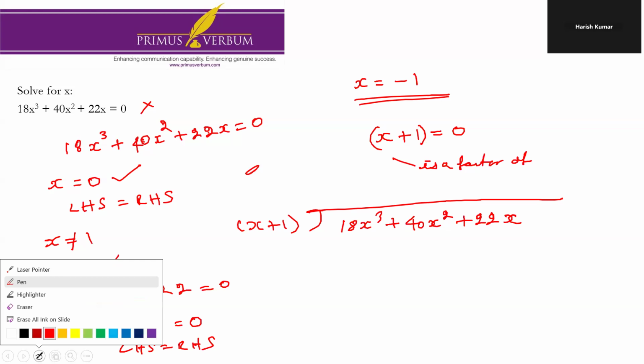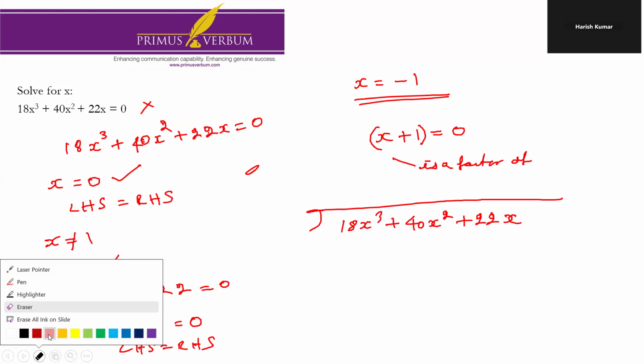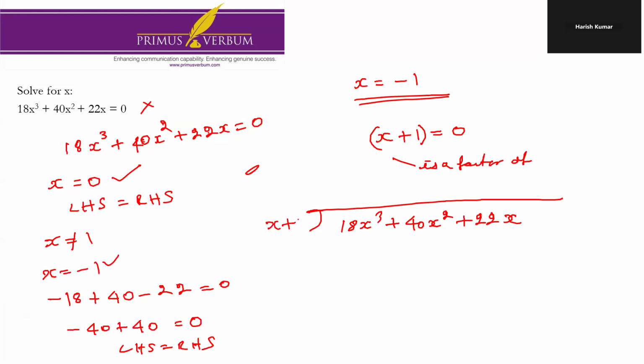We usually don't put the brackets around the divisor, so let's get rid of it. I'll write it much closer to this division sign. So let's divide it. I will divide by x plus 1 and let the quotient be 18x squared, then I'll get 18x cubed plus 18x squared.